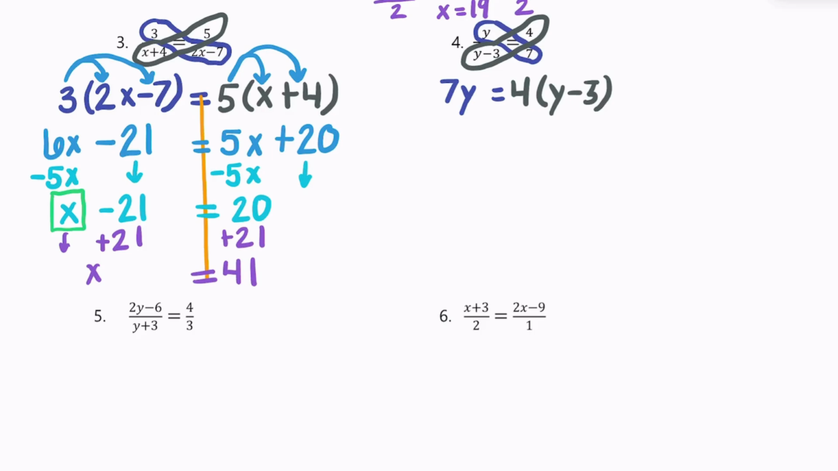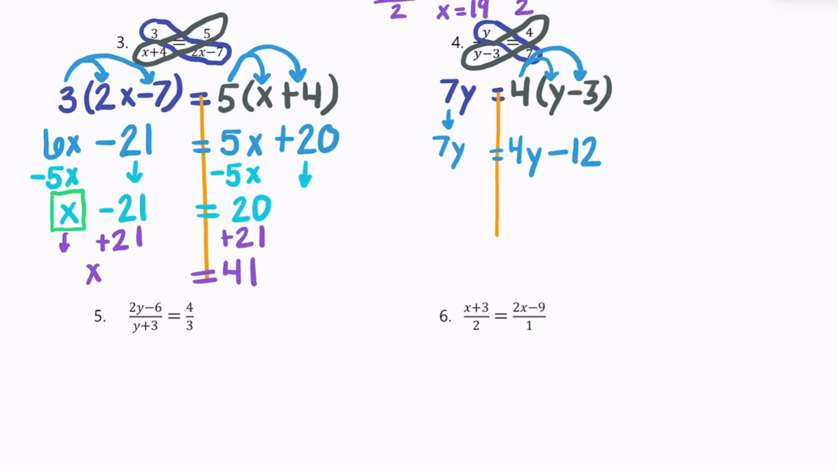Nothing to distribute on that left-hand side, so we can just bring that 7y down. On that right-hand side, we're going to distribute that 4, so that's going to become 4y, and then we're going to distribute it to the negative 3, so 4 times negative 3 will give us minus 12.